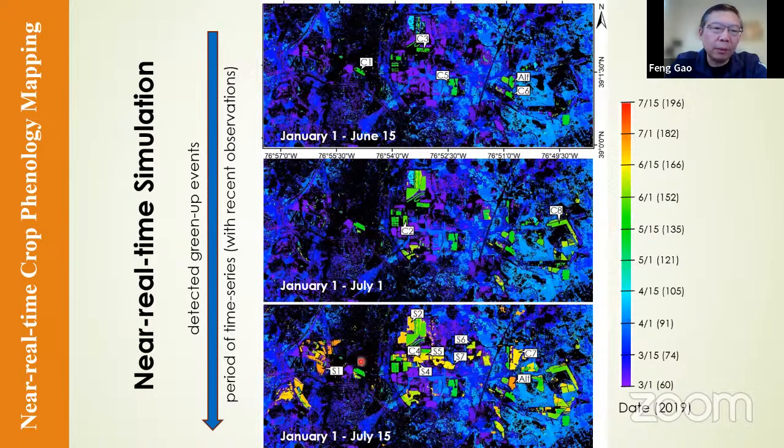This is the Beltsville Agricultural Research Center area. And you can see in the figures, the C means corn, and S is for soybean.